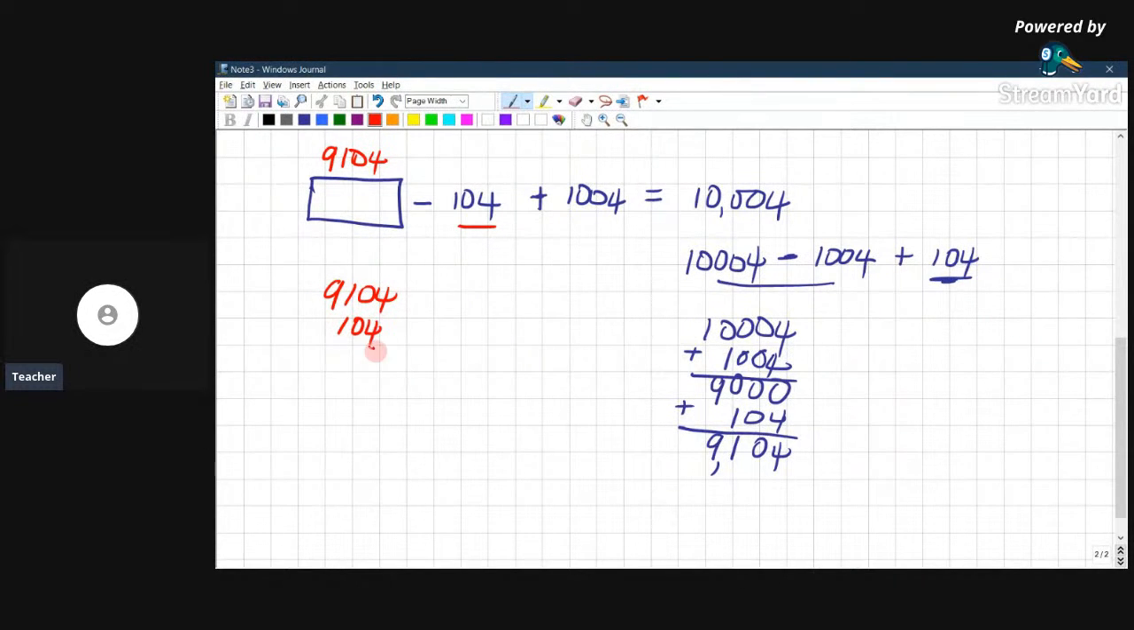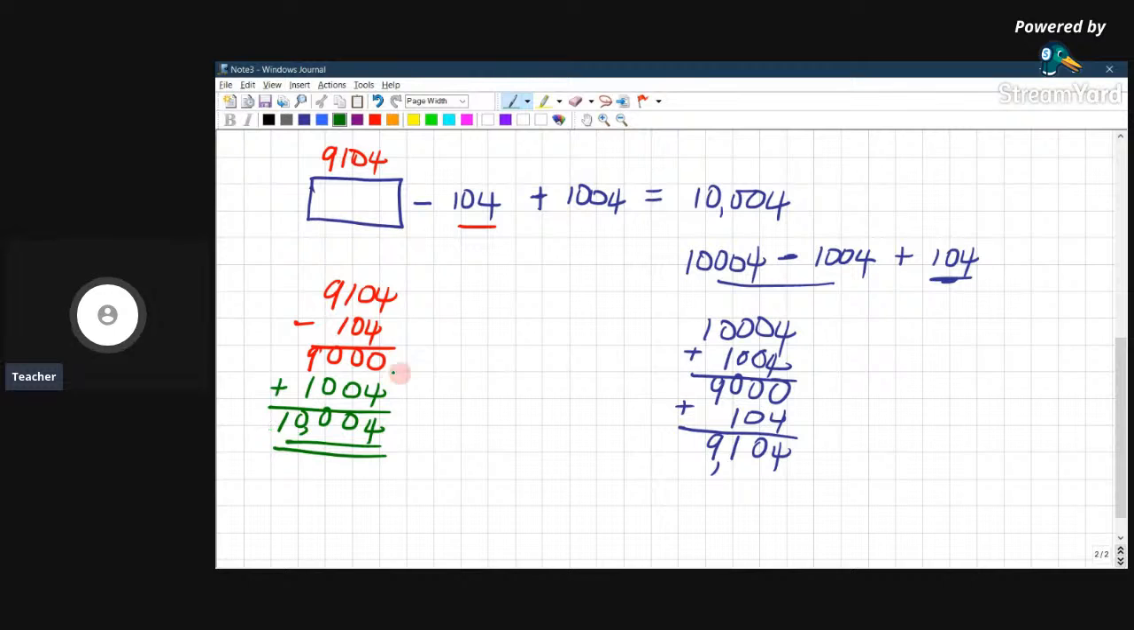So here we have 104. We subtract that, we're going to get 9,000. Then we are going to add to that 1,004. Let's get another color here. Let's go green. So we're going to add 1,004. Add this, and we get 10,004. So this shows the process that we use to go back and check our work.